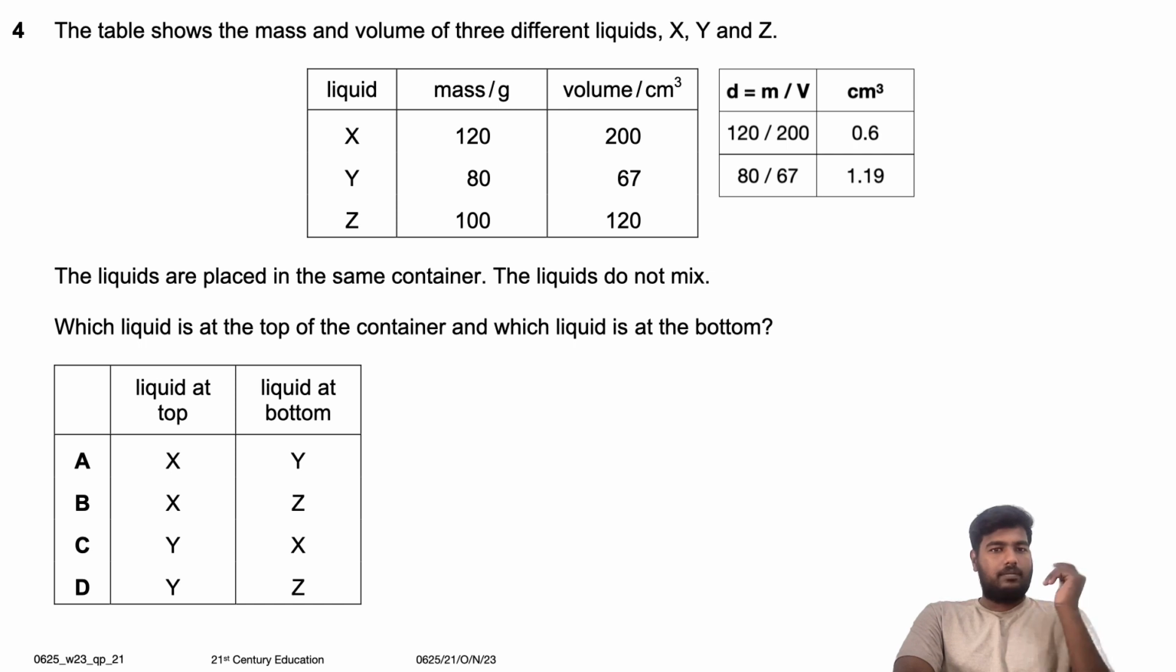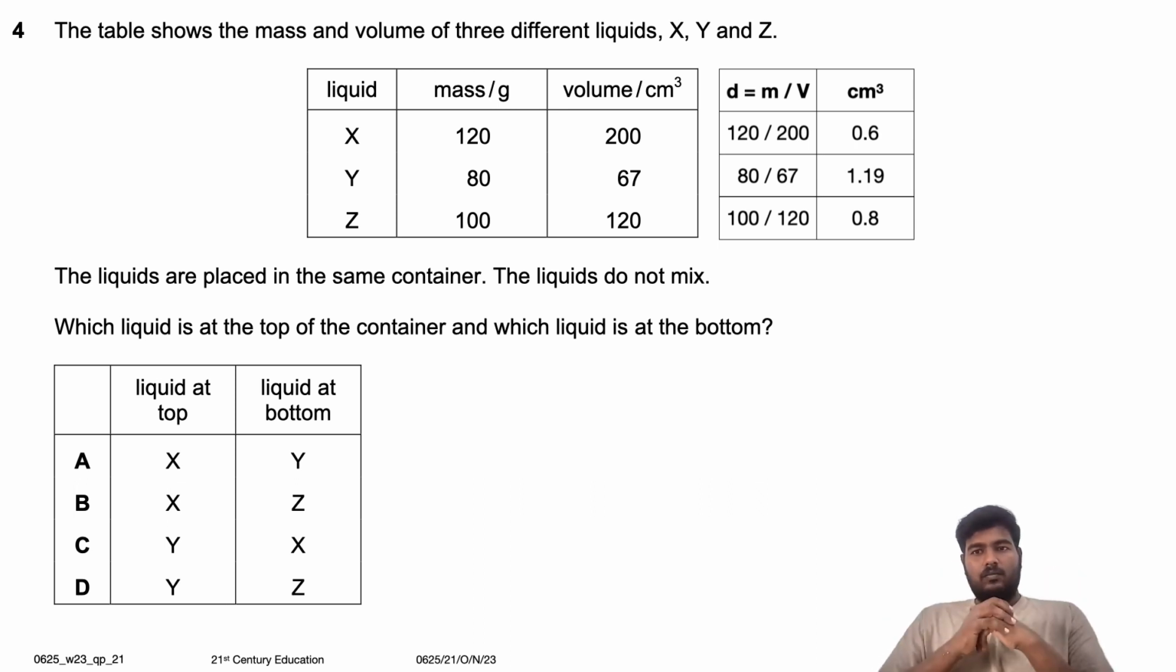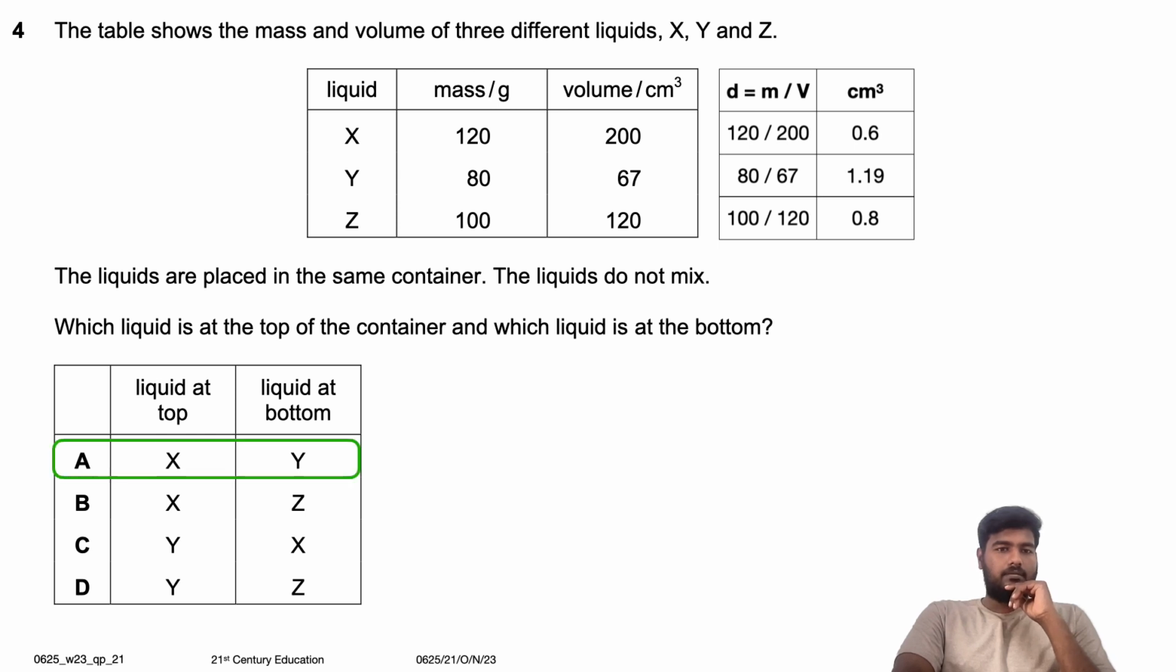Next one is 80 by 67, which is 1.19 gram per centimeter cube. And then 100 by 120, so it will be 0.8 gram per centimeter cube. Out of these, Y is the most dense one, so Y will be at the bottom. So we have option A and option C, and then which is least dense? X is least dense, so X will be at the top and Y at the bottom. So option A is the right answer.